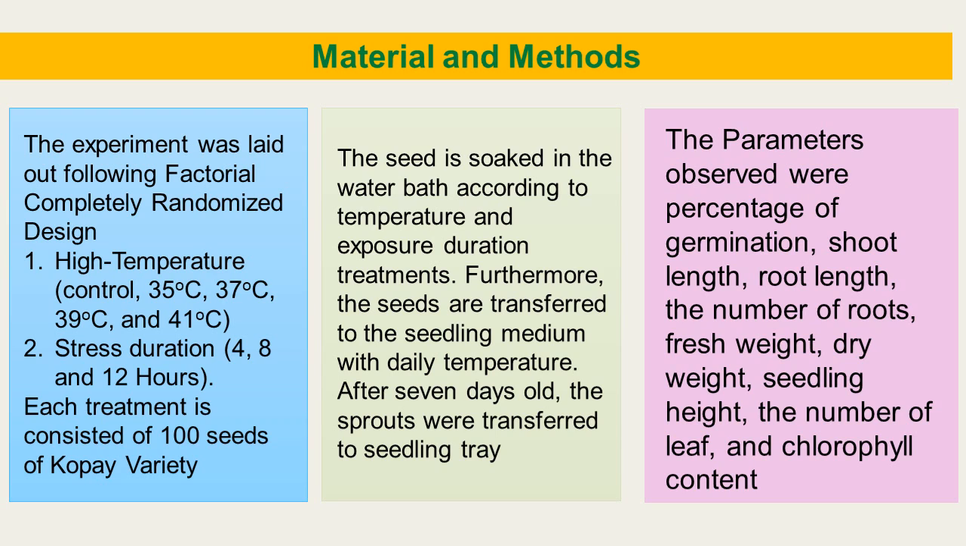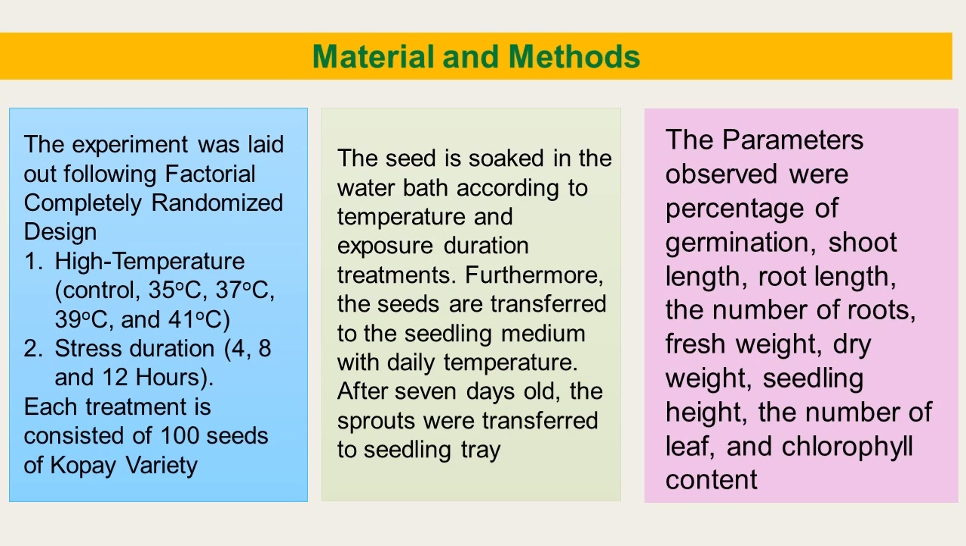This is the method of how we designed the research. The experiment was laid out in a factorial completely randomized design consisting of two factors. The first factor was temperature with five levels of temperature, and the second factor was stress duration: 4 hours, 8 hours, and 12 hours. Each treatment consisted of 100 seeds of the Kopay variety. This variety is a local variety from West Sumatra.